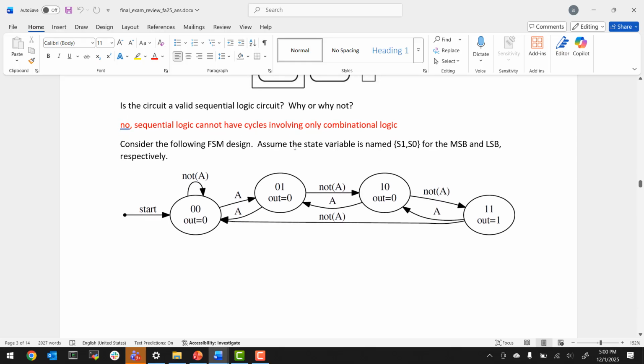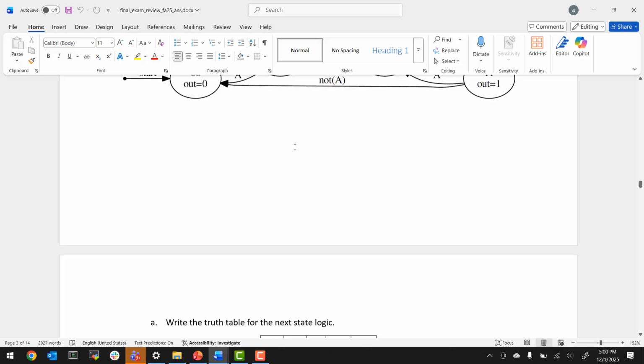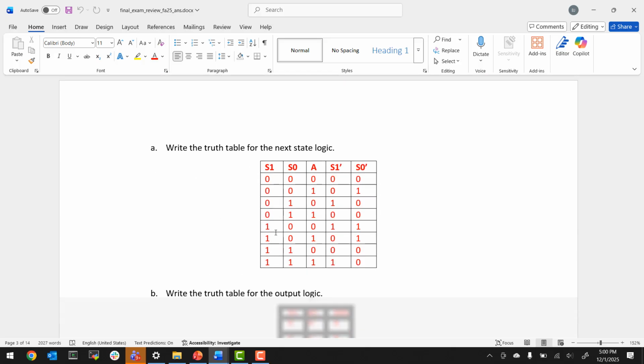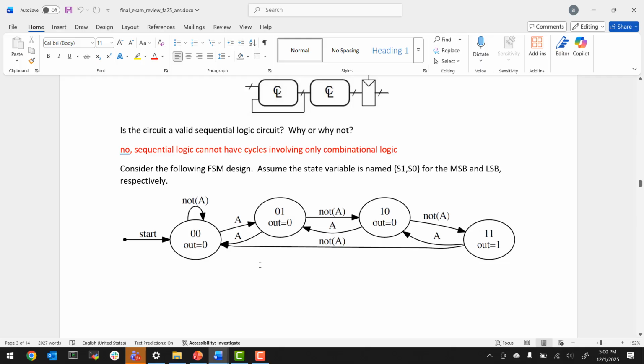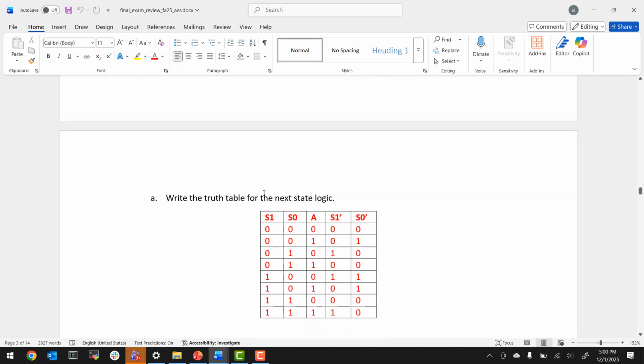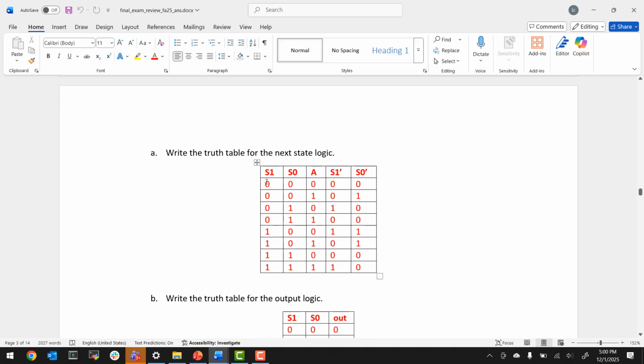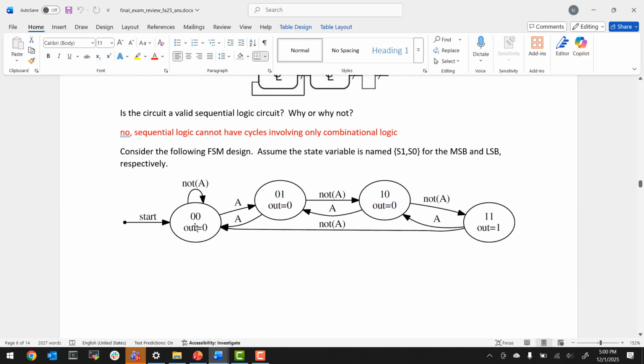Consider the following FSM design. Assume the state variable is named S1, S0. The question is, what's the truth table for the next state logic? Next state logic is determined from the states and then the transition. So you see from 0, 0, right? 0, 0 means these first two rows of the truth table, which basically just deal with the transitions out of the state. Does it make sense?